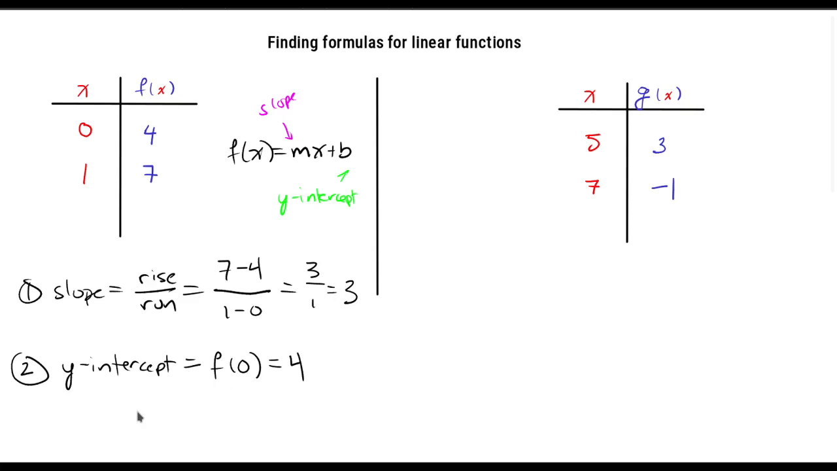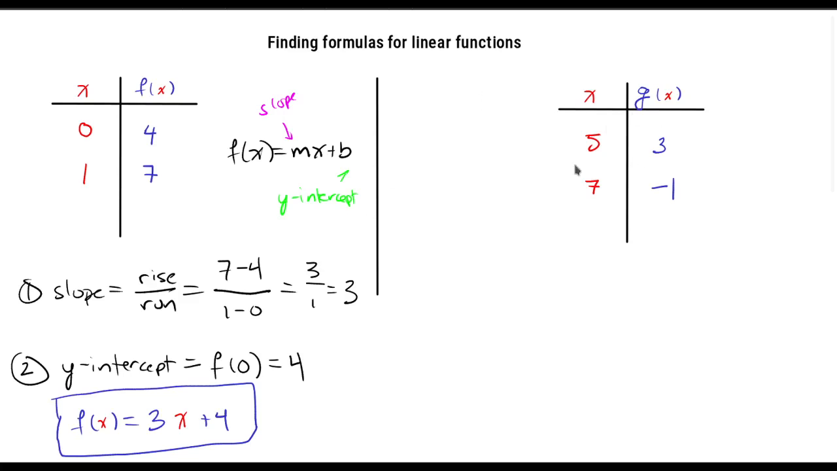So slope 3, y-intercept 4, this means that f, our formula for f of x, is given by 3 times x plus 4. 3x plus 4. And that's the answer. And if you plug in x equals 0, we get 4 back. If you plug in x equals 1, we get 7. So that does match this data.